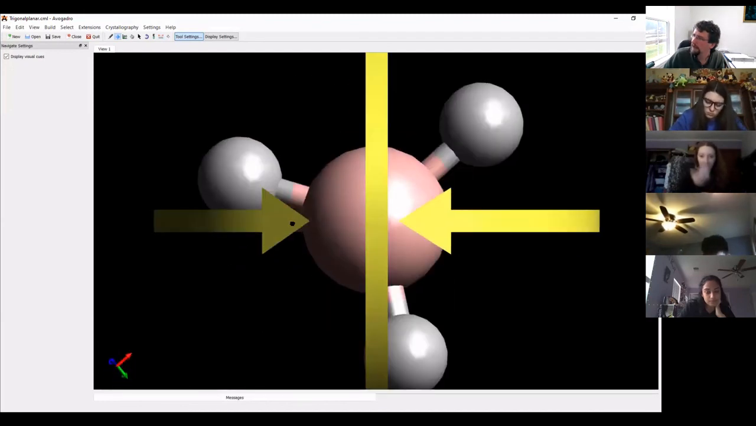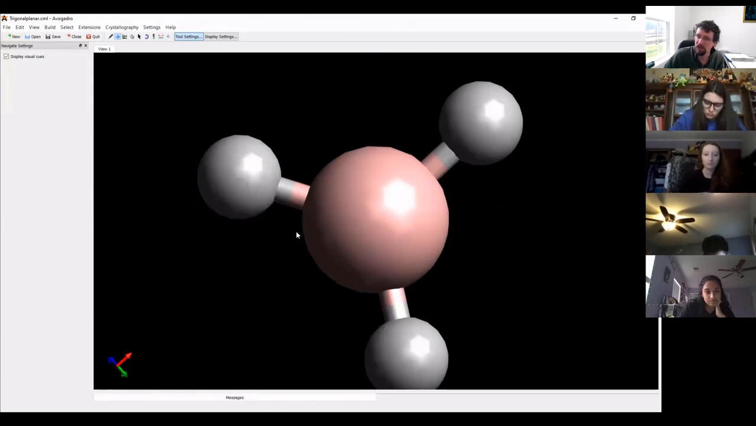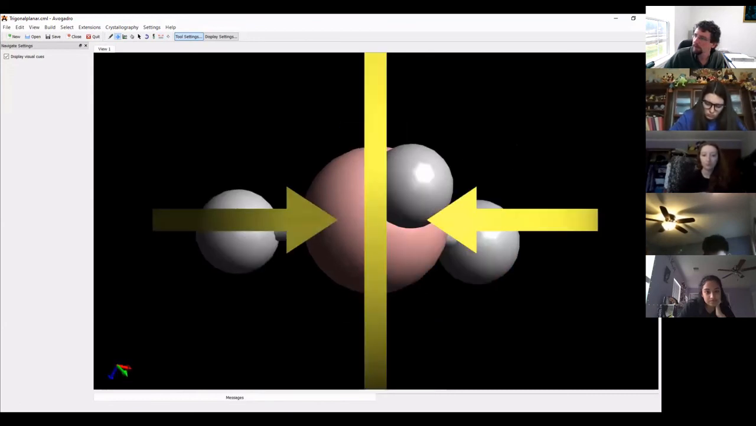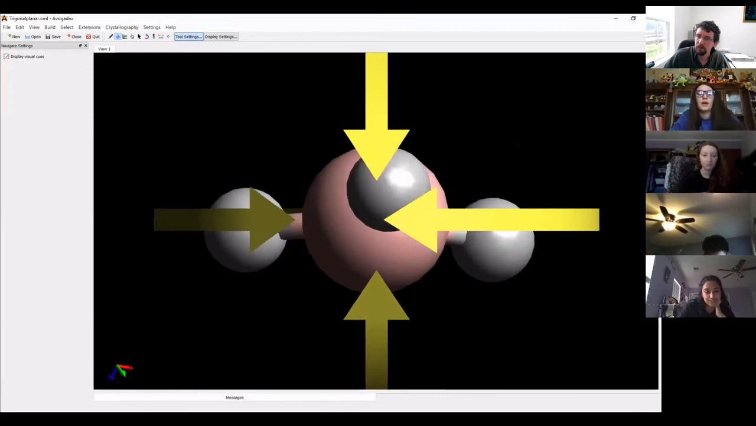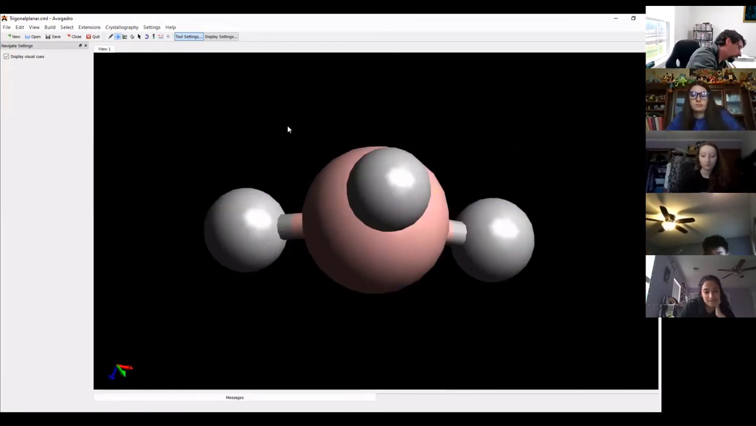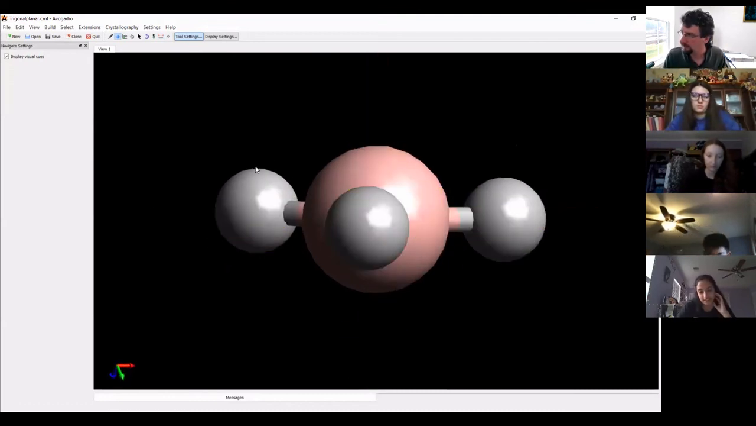Okay. Does anybody happen to know the name of this shape? Trigonal planar. Yep, it's trigonal planar. And do you know where the name planar comes from or what that means? It's on a 2-dimensional plane. Yep, exactly. It's flat. It's 2D. So wherever you see the word planar, that means it's flat.